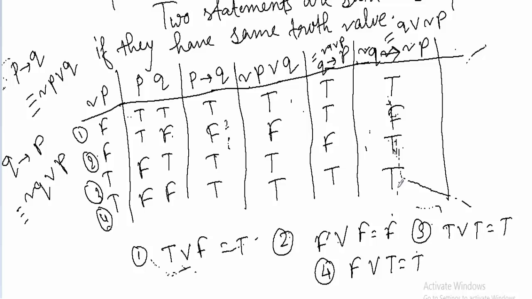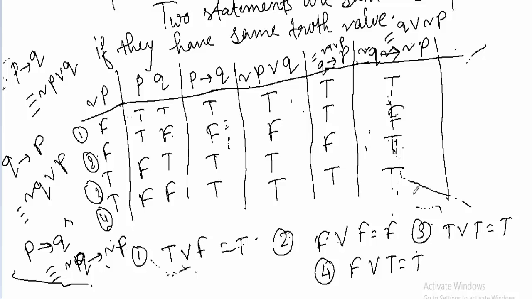Now we can see that P implies Q and not Q implies not P, that means the contrapositive. So we can say that P implies Q is equivalent to its contrapositive, not Q implies not P. So both of them are equivalent.